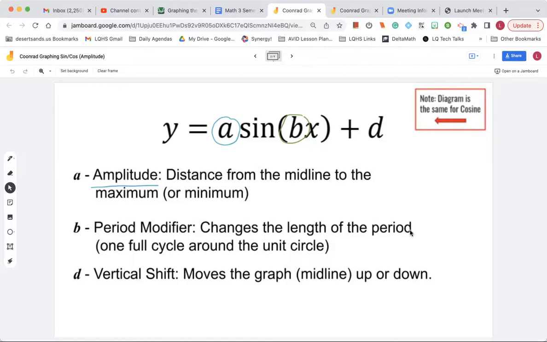The D you already know. The D is the number that moves the midline up or down. And we say Y equals D. We just say Y equals the D. That tells us where the whole graph rigidly moves up or down. I usually start with, when I graph, with the midline. Okay. Pause this anytime you need to catch up your journals.